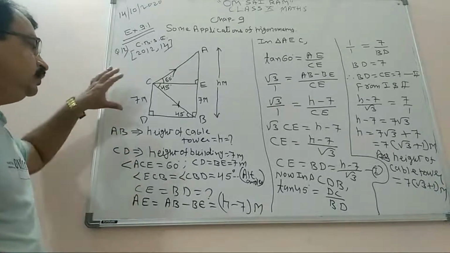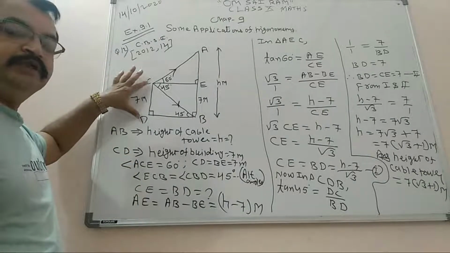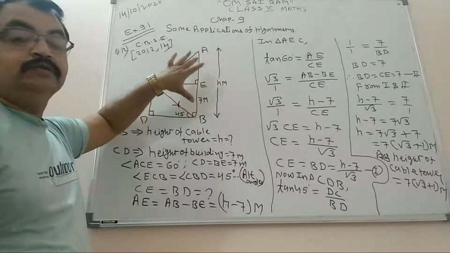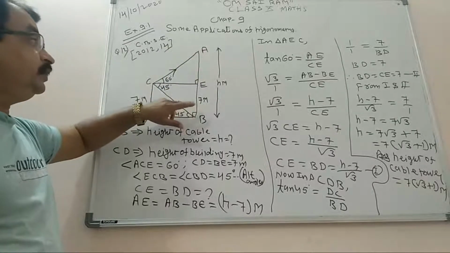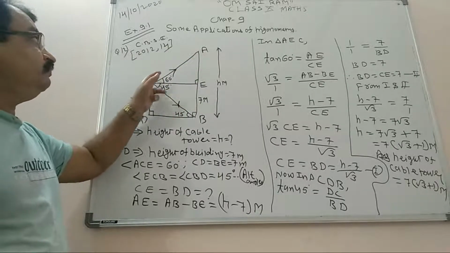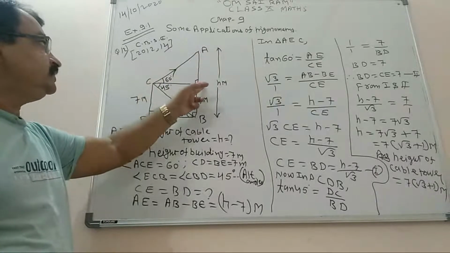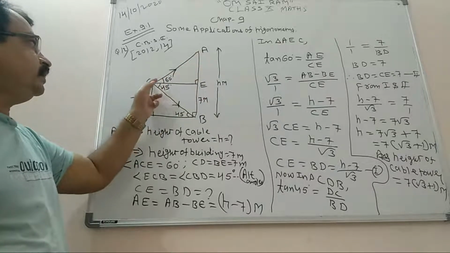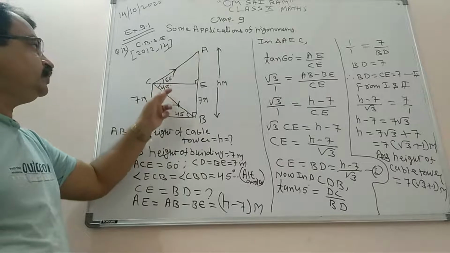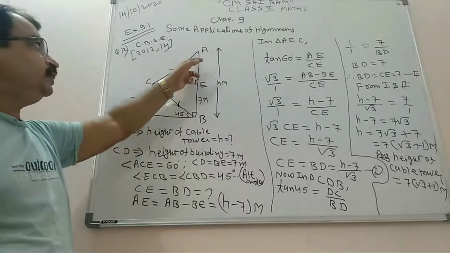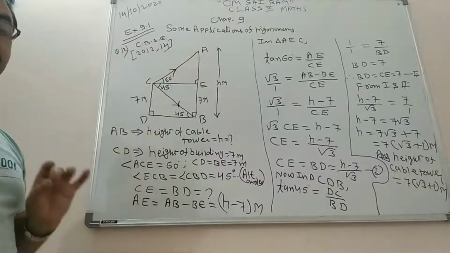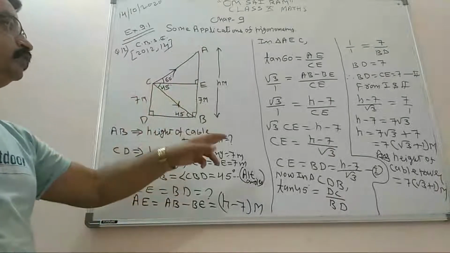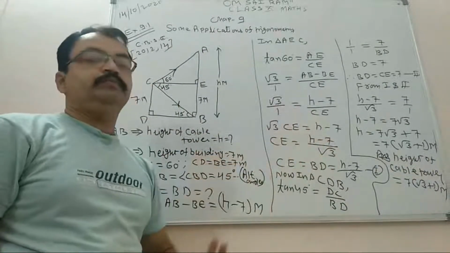According to the statement, you draw a building, represent a building, as I represented CD as the building and one is the cable tower. So I represented the cable tower as AB. Then from the top of the building, angle of elevation 60 degrees, you will draw a horizontal CE. Then you will show the angle of elevation 60 degrees and the angle of depression as 45 degrees. Its alternate angle will be 45. Then you take the triangle AEC. Take the ratio of tan 60, so you will get opposite upon adjacent, AE upon CE. You put the value, so you will get H minus 7 upon root 3.